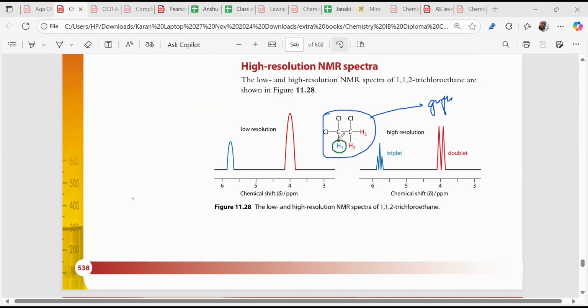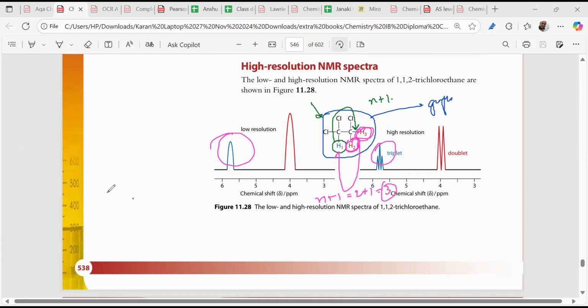If you are asked to draw the graph, you have to follow this principle: a hydrogen will influence the next hydrogen's peak, splitting it into what? N+1 peaks. You have to follow the N+1 principle. There are 2 hydrogens over here. This will split this peak into how many peaks? N+1. 2 hydrogens are there, so N is equal to 2. Triplet.